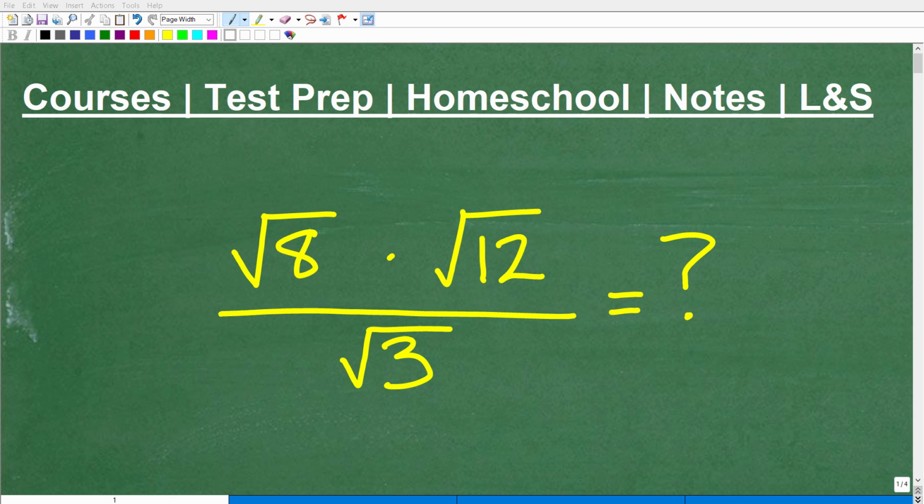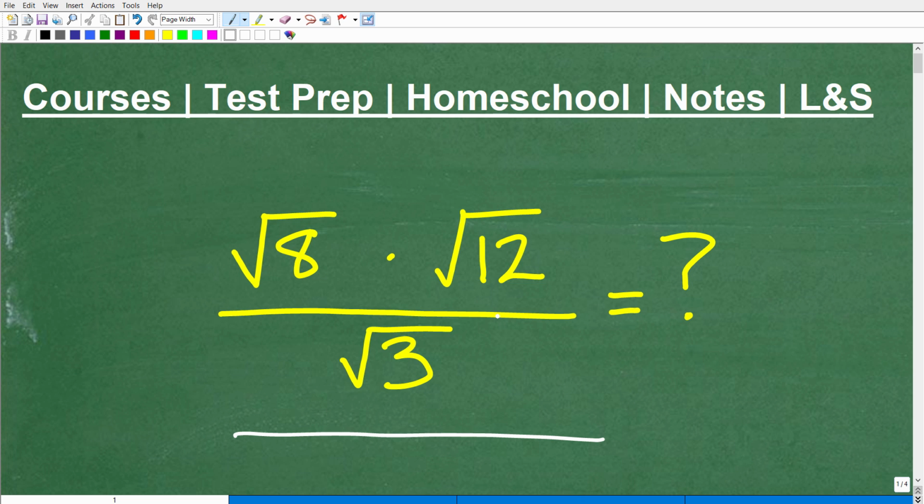Okay, let's go ahead and simplify this expression. And what we have is the square root of 8 times the square root of 12, all divided by the square root of 3. So if you're taking any sort of algebra course, you absolutely need to know how to handle a problem like this. Not that difficult. Matter of fact, I'm going to show you the answer here in just 1 second.